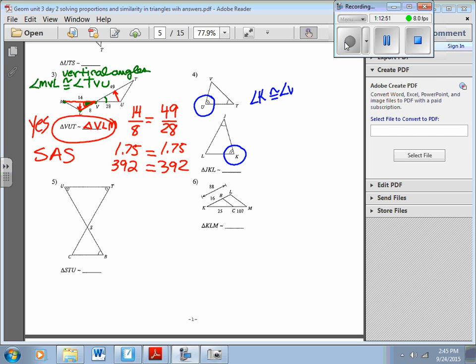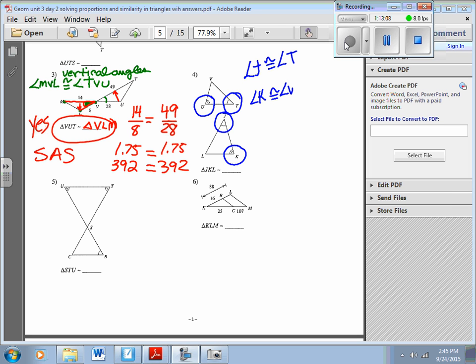Is there anything else in the picture? J and T. So you would say angle J is congruent to angle T. And do they both have the same marks? Yeah.